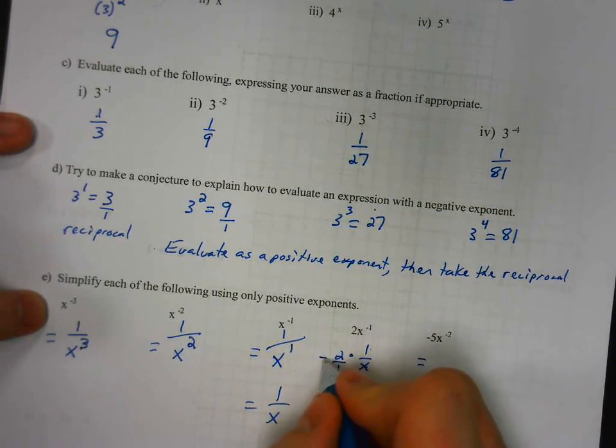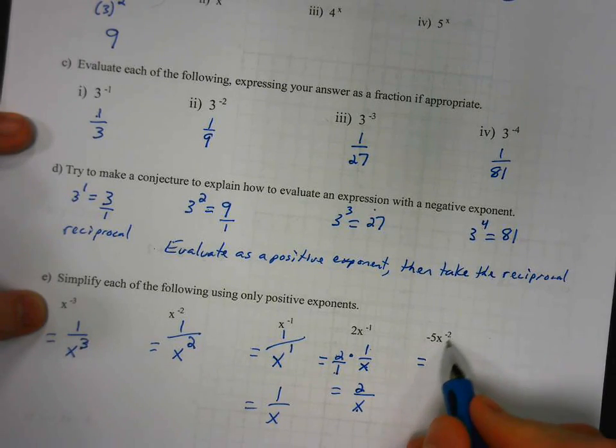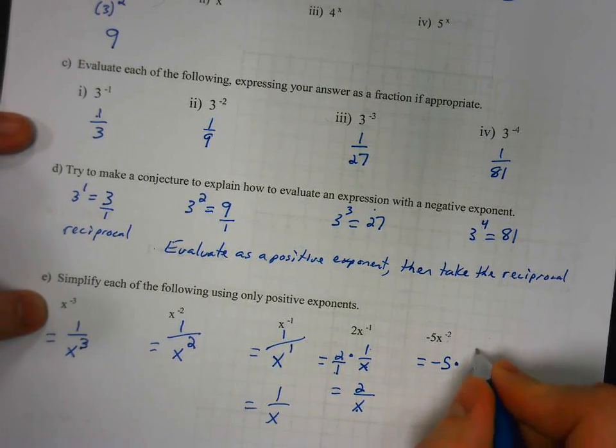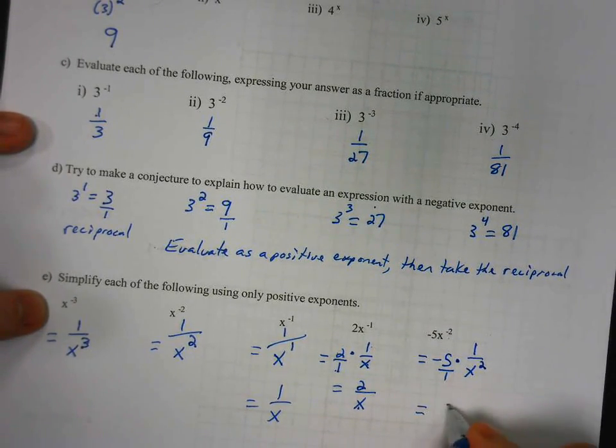For negative 5 times x to the negative 2, same idea, only the negative 2 is with the x. Okay, so the exponent is only on the x. So it's negative 5 times 1 over x squared. So treat that as negative 5 over 1. So that would be negative 5 over x squared.